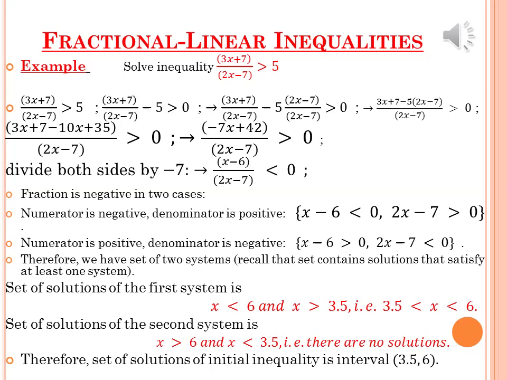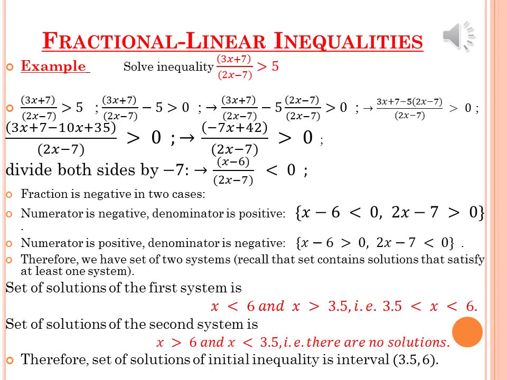This example is about fractional linear inequality. The left hand side is a fraction, numerator divided by denominator. Solve the inequality: 6x plus 7 over 2x minus 7 greater than 5.